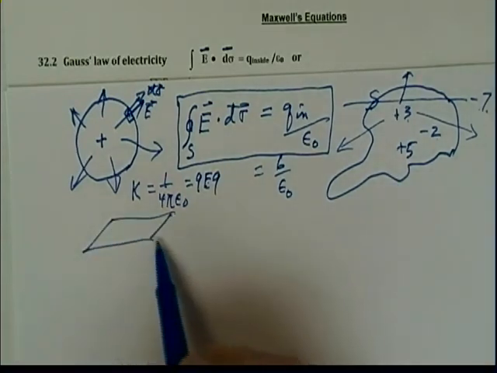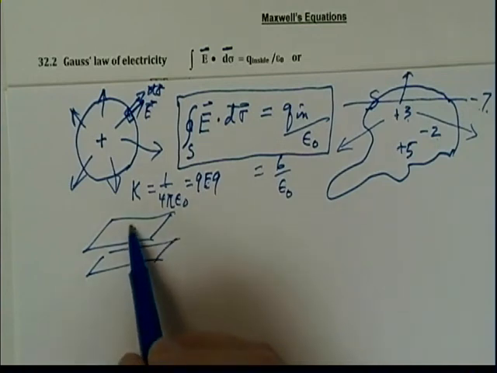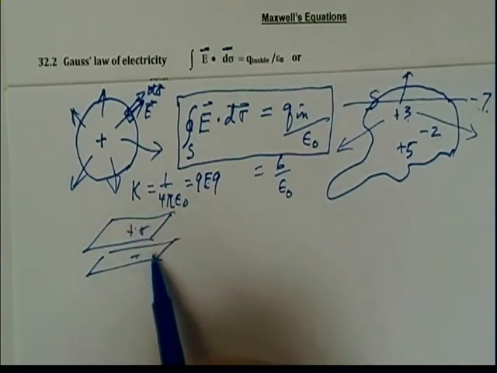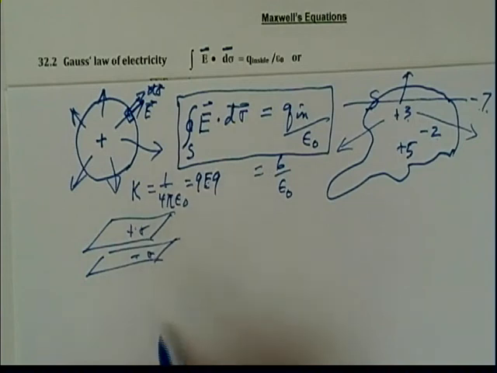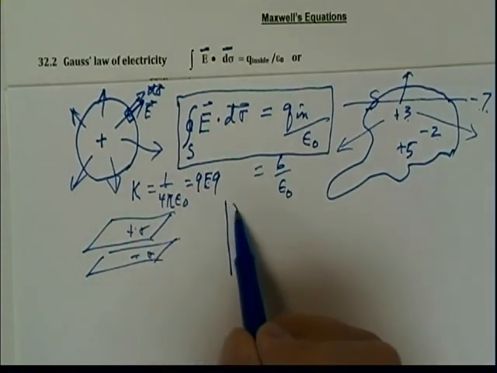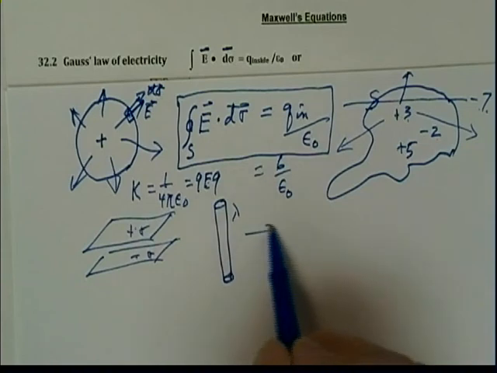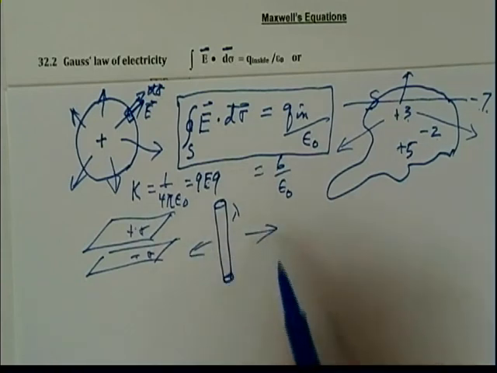We did that for the plane in a previous section. We did it for a capacitor, which is a pair of planes, one positive and one negative, with equal charges per unit area on them. We did it for a line of charge, where we had a lambda charge per unit length, and you can also do it for a cylinder, where we have a cylinder here, and we look at the electric field that comes out from the cylinder.